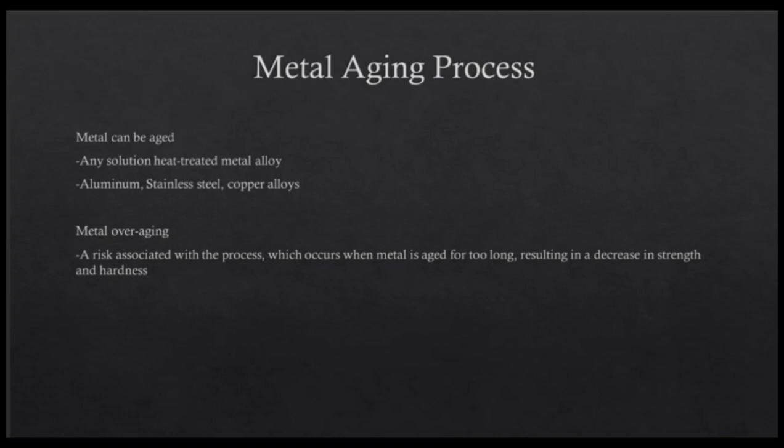Metal aging can alter both the physical and aesthetic qualities of a given metal alloy. Metal overaging is a risk associated with the process, which occurs when metal is aged for too long, resulting in a decrease in strength and hardness.